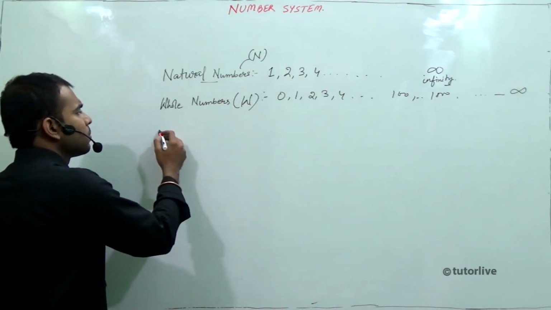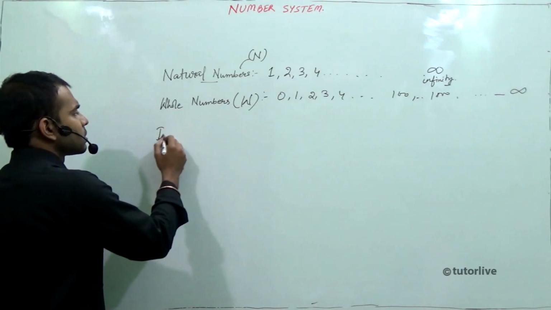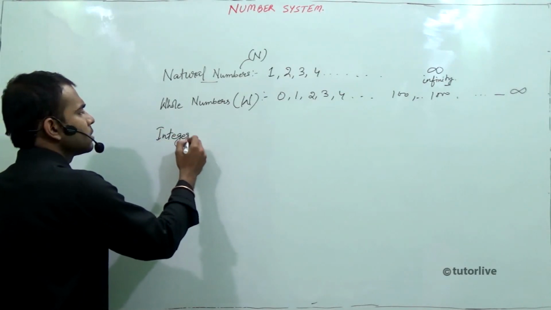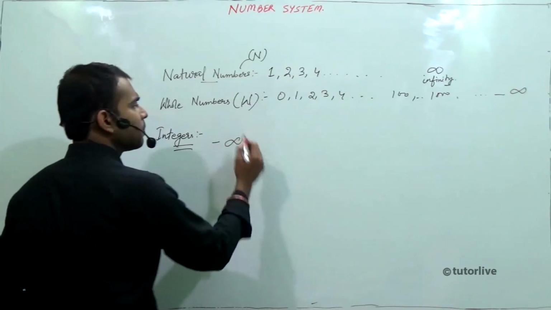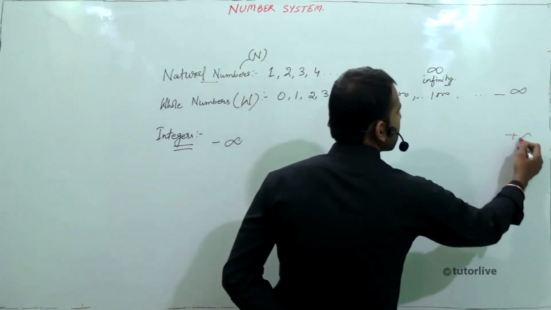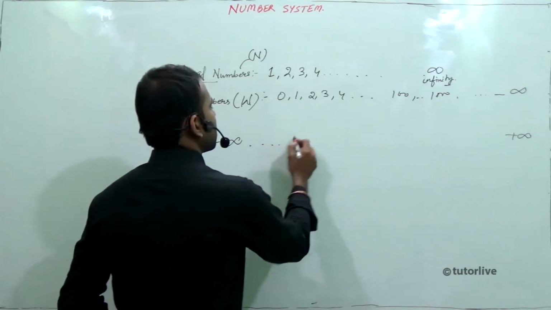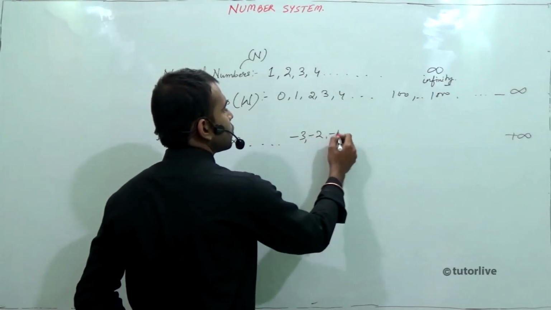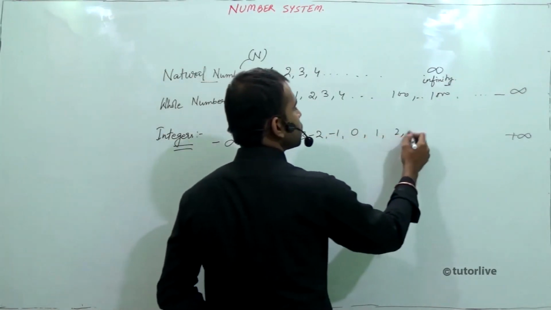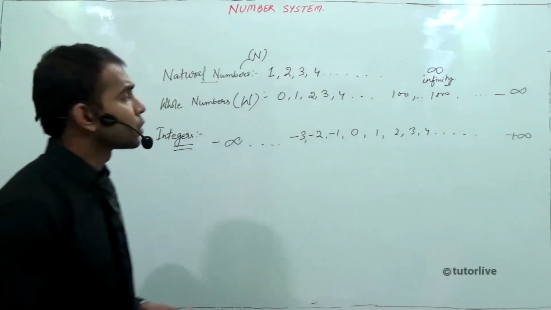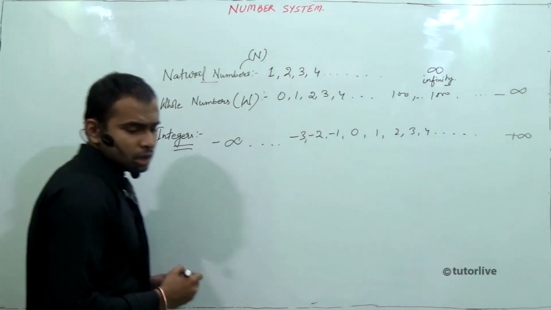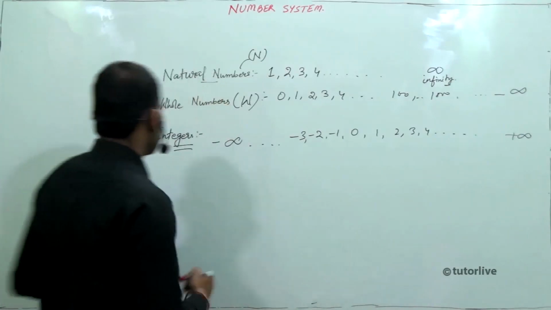And then coming to integers. Integers include all whole numbers, but from negative infinity to positive infinity: dot dot dot, -3, -2, -1, 0, 1, 2, 3, 4, and so on. Yes, of course, we have negative numbers also, right? After integers, we have rational numbers.